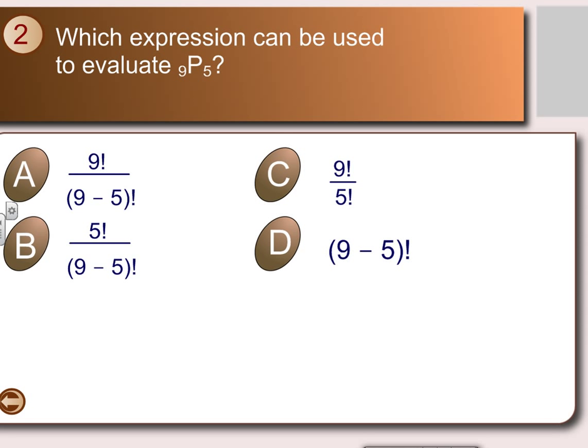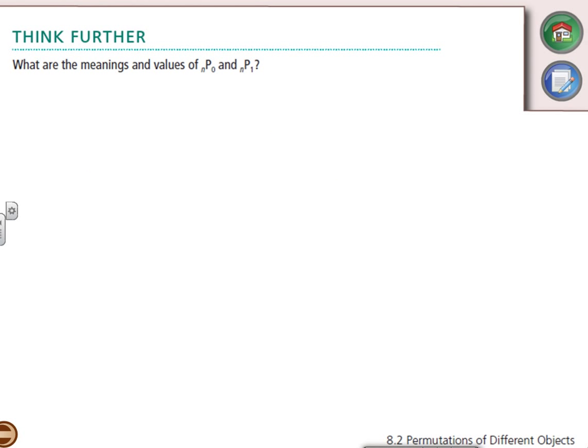So then which one of these formulas means 9P5? Out of 9 objects, pick 5 of them, and then rearrange them in orders. So what are the meanings of this? What does it mean? Put that together, write it down for yourself. What is nP0? What is nP1?